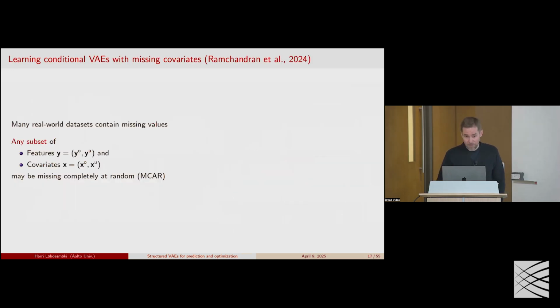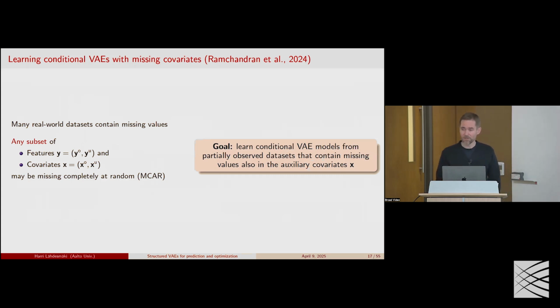Okay, before going into this electronic health record type of analysis, I just want to mention that many real world datasets contain missing values. So any subset of the features or the covariates may be missing completely at random. It's sort of trivial to handle the completely random missingness from the features, but less so from the covariates. And then the goal is to learn conditional VAEs from partially observed datasets that contain missingness also in these predictor variables X.